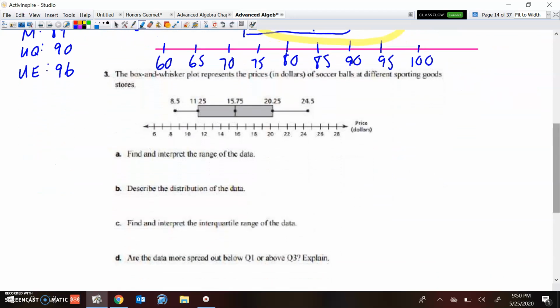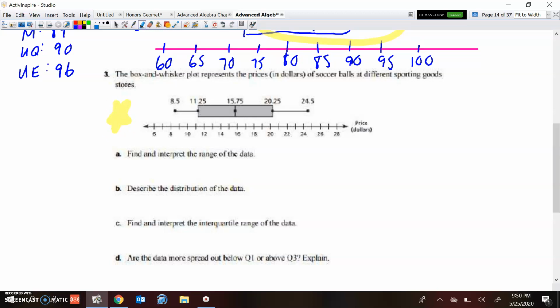Okay, let's answer some questions. So this represents the prices of soccer balls at different sporting goods stores. Now I recognize you're not going to go ahead and make a box and whisker plot about soccer ball prices, but we're also not going to analyze climate temperatures over the course of the last century. That's a lot more intricate and involved and variable. So that's why they give us some generic scenarios like these.